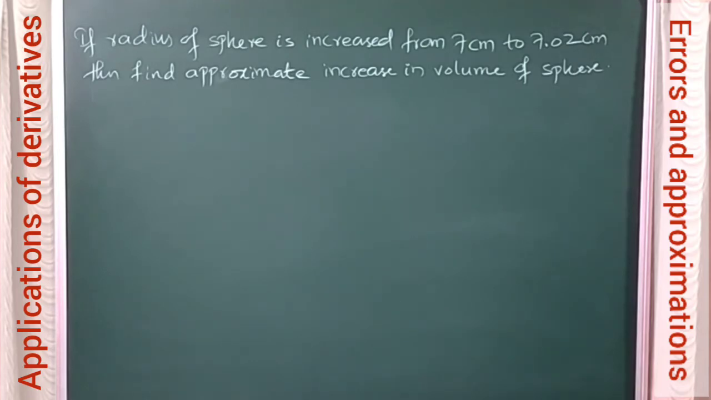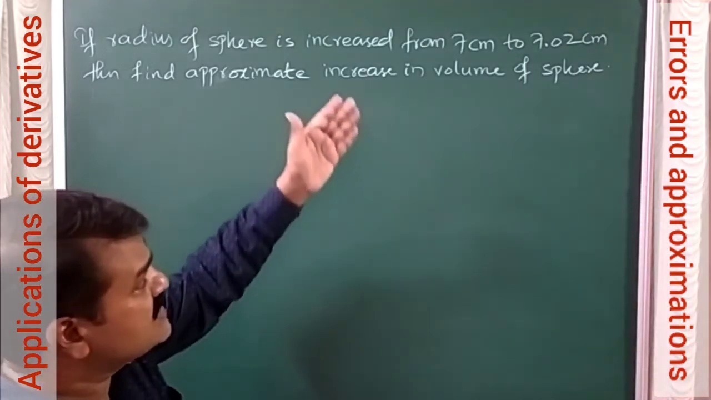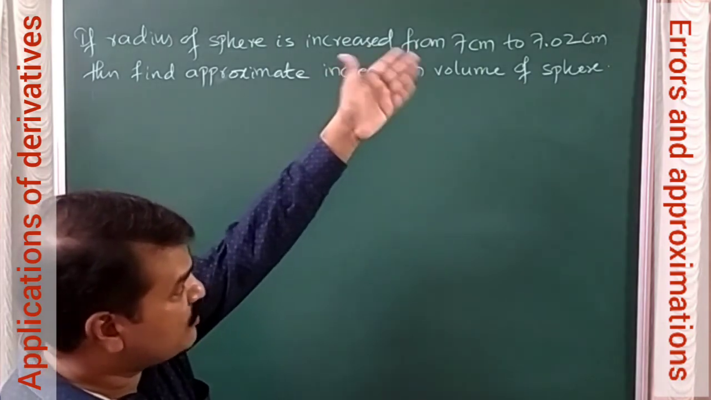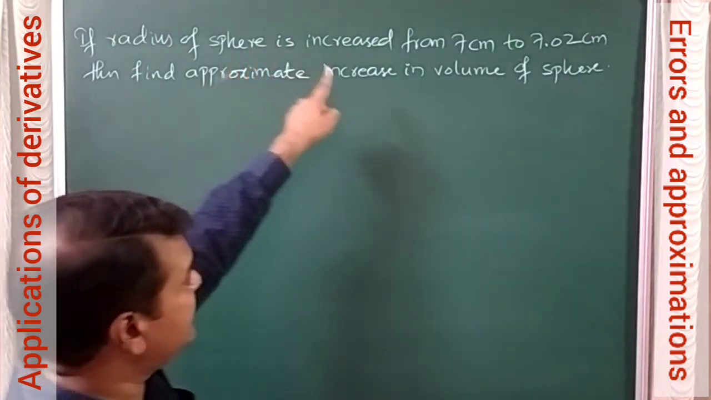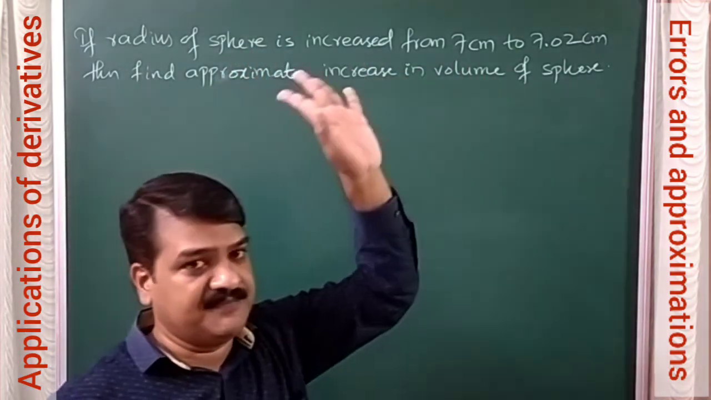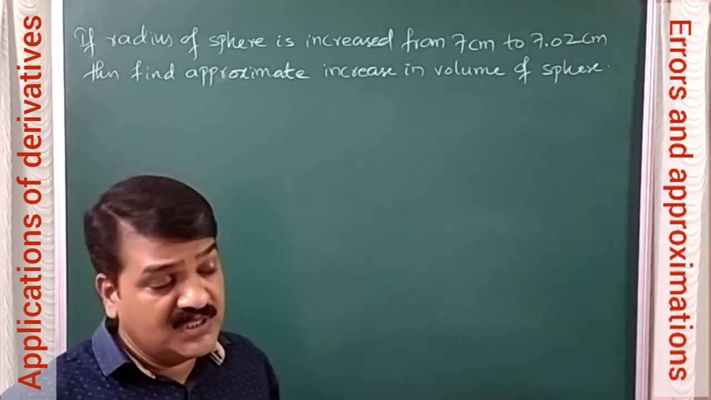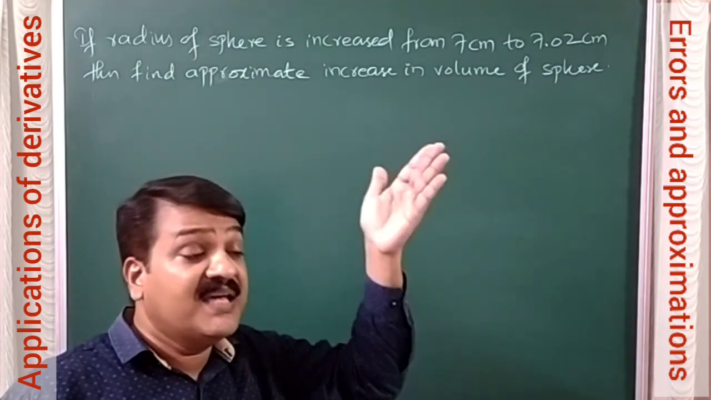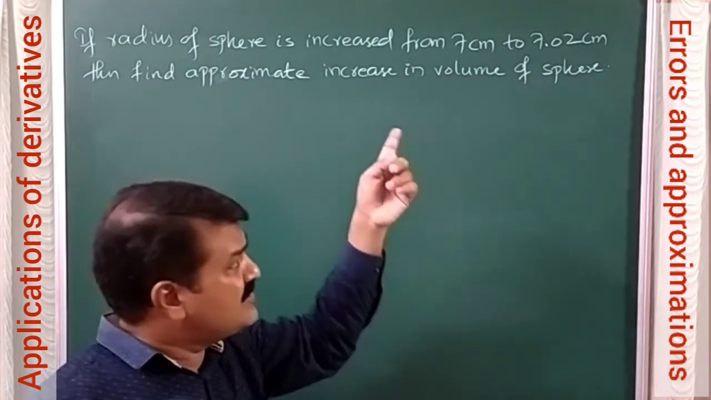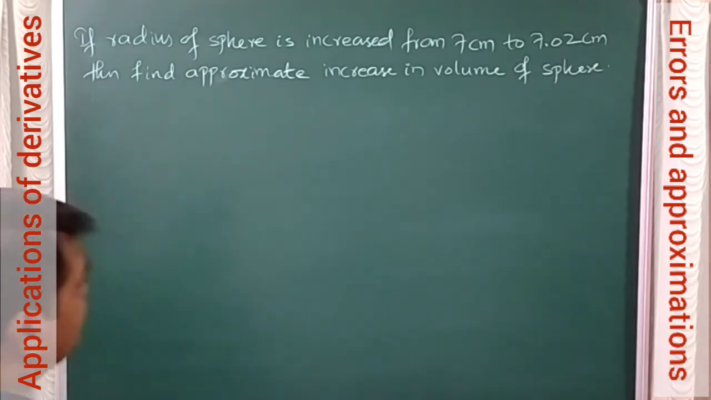So next question: if the radius of the sphere is increased from 7 centimeters to 7.02 centimeters, find the approximate increase in volume of the sphere. Just the approximate increase in volume. In the previous question, they asked the percentage increase in the area. This is just the increase in the volume, not the percentage increase.